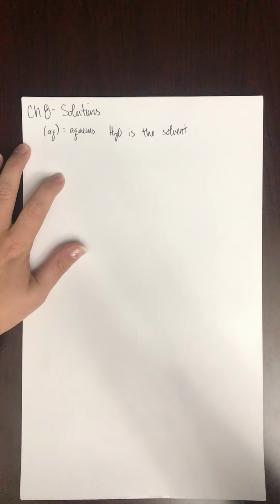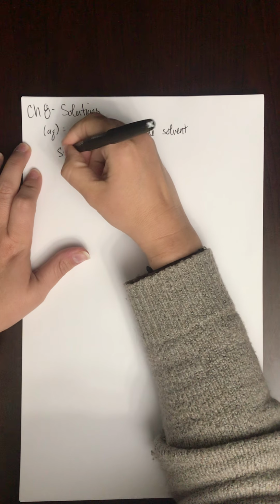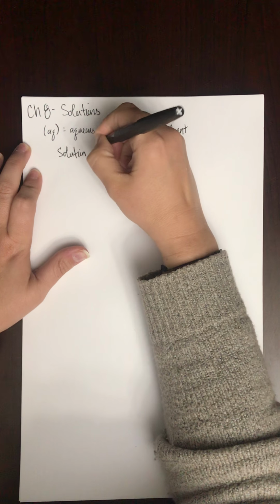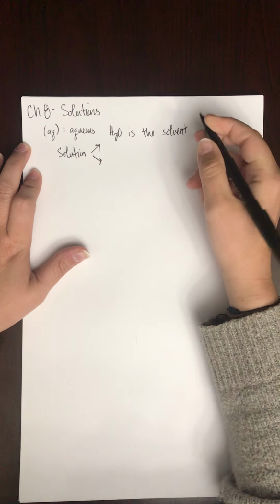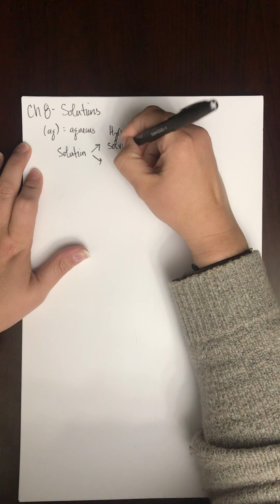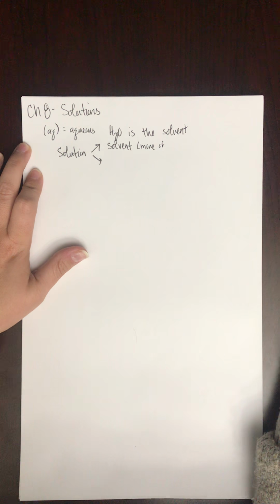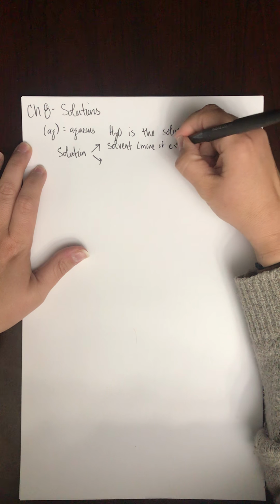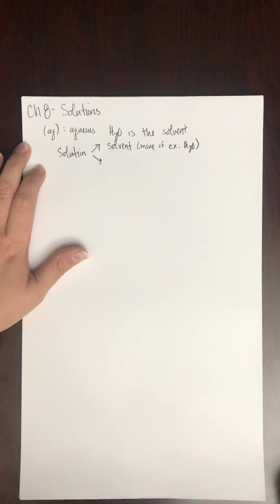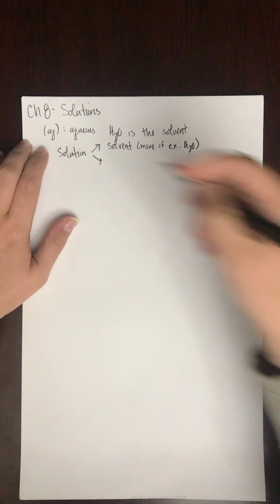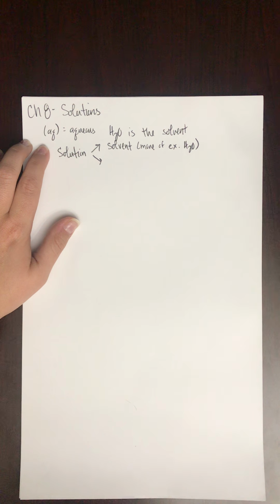So before we get into that, let's define some of these things. A solution is something that's made up of two parts. It's made up of the solvent, which is what you have more of, and 99% of the time this is water. Water is sometimes called the universal solvent. In an aqueous solution, water is the solvent. Anytime you have an aqueous solution, that means this solution was dissolved in water.